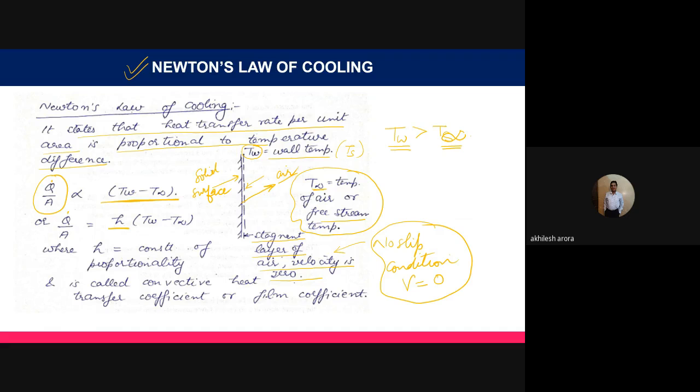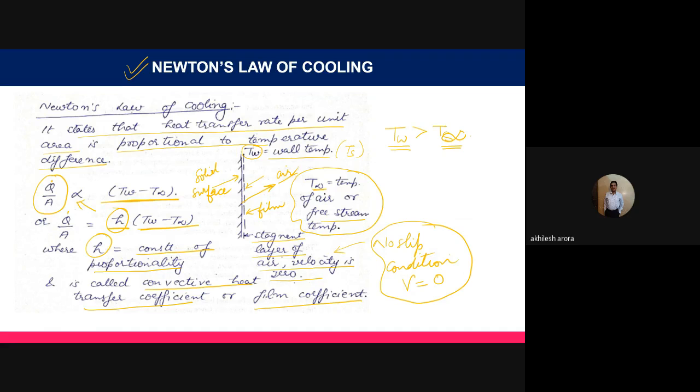So, I can say that Q dot per unit area is equal to H. When I remove this proportionality sign here, I introduce a constant which is known by H into TW minus T infinity. Now, what is this H actually known as? This H is known as constant of proportionality and is known as convective heat transfer coefficient or film coefficient. Why film coefficient? It's because there is a film of the air. This is the film of the air which has been formed here on the solid surface actually.